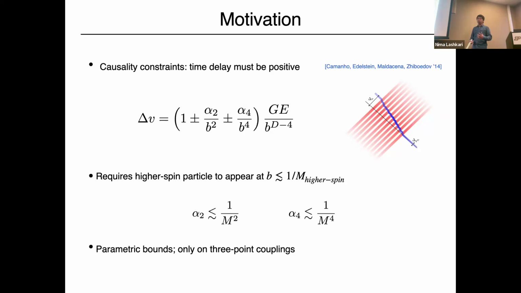But there are several things about this argument that one might improve. First of all, this is a parametric bound, which means you see these tildes here. They are not sharp inequalities. So one might want to know, can you make this a sharp inequality with some computable numerical coefficients? Also, this argument only gives bounds on 3-point couplings of gravitons. Alpha 2 and alpha 4 contribute to the 3-point graviton vertex, but if you consider 4-graviton scattering, you can also have contact terms, and we don't know anything about them from this argument.